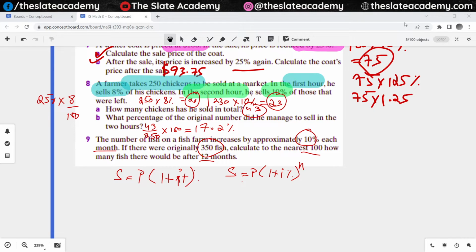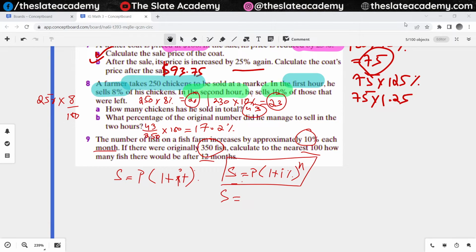So first, initially, the first month they were 350. If they increase by 10%, they would increase by 35. So now their number would become 385. Now they would increase 10% of this number, and then 10% of the next number, and then 10% of the next number. This is compound growth. So for this, we can simply use this formula, S is equal to P into 1 plus I percent raised to the power n.